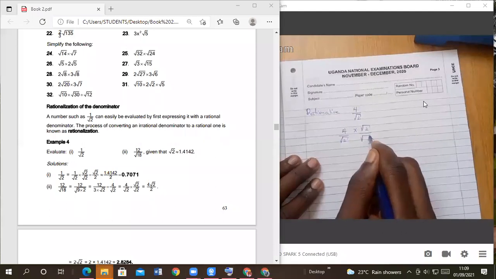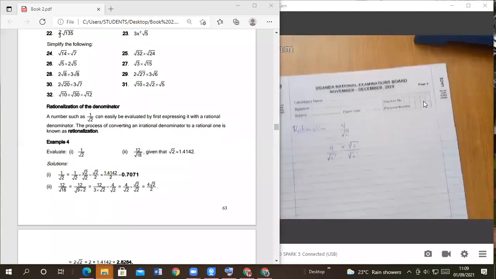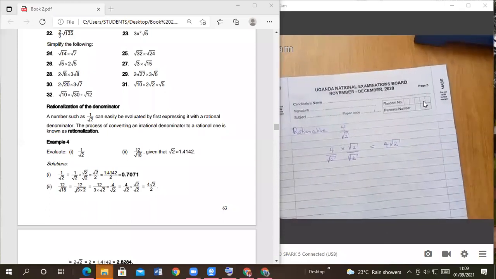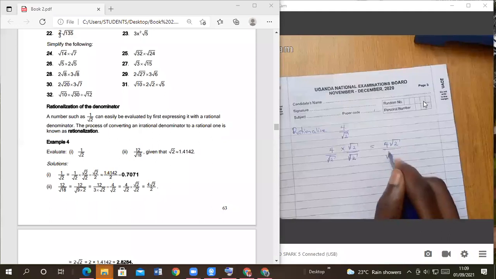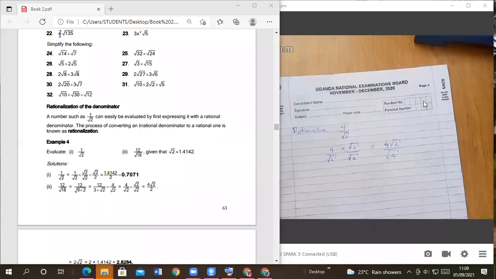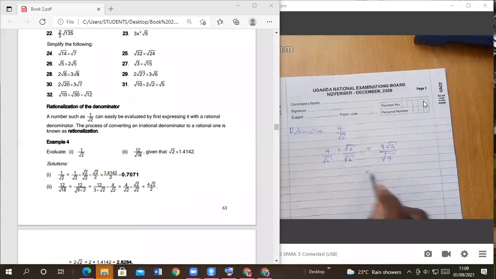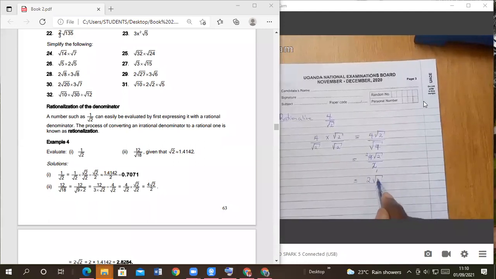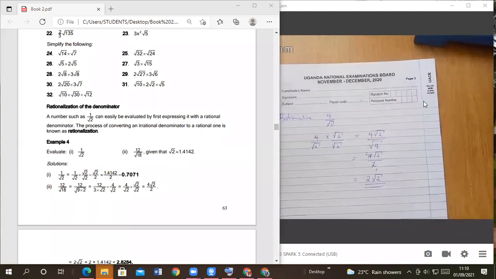Root of 2 times root of 2 over root of 2. This one will give us 4 root of 2 over root of 4. So we shall have 4 root of 2 divided by 2. So what answer do we have? We shall have 2 root of 2.